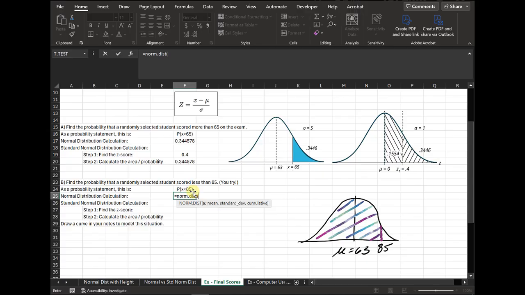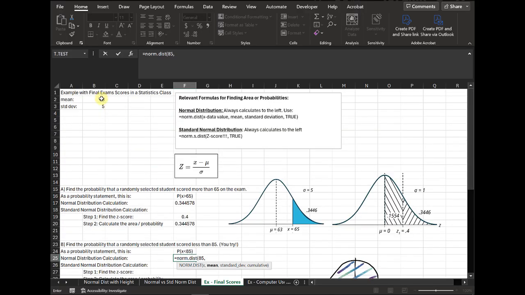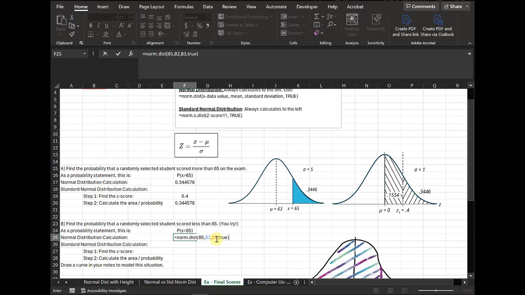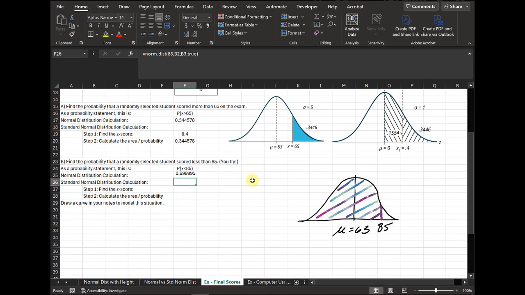Okay, so anyways, let's go ahead and fill this in now. I've got NORM.DIST, so I'm going to use 85 for my x, and then I like to refer to my mean and my standard deviation as cell references, and then I can type in true. So there is my formula. I'll hit enter. This calculates to the left, and in this case, this is appropriate. Like I said, this should be quite a bit of area because 85 is more than 3 standard deviations away from the mean. So this is going to encompass most of the area, so 0.999995, that sounds appropriate.